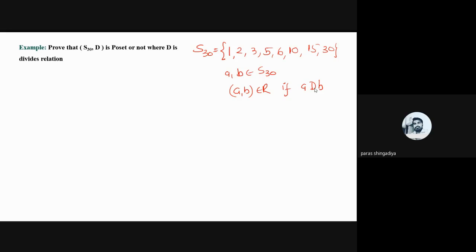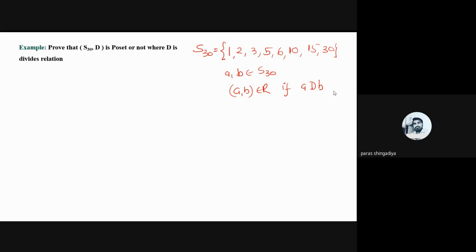Means which examples can you consider? We can consider 2 divides 6, okay, 2 divides 10, 1 divides 3, 1 divides 5, 5 divides 10, 5 divides 15, 5 divides 30, 10 divides 30, 6 divides 30, and so on. But we cannot consider 6 divides 10. We cannot consider 5 divides 6. We cannot consider 3 divides 5. We cannot consider 2 divides 3. Okay, so these pairs will not be included in the relation, but the pairs which follow the relation, these pairs we can consider in the set. Okay, so these are the pairs we have which satisfy the divide relation.